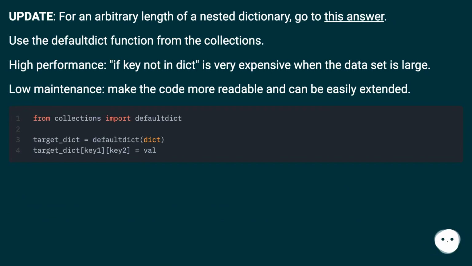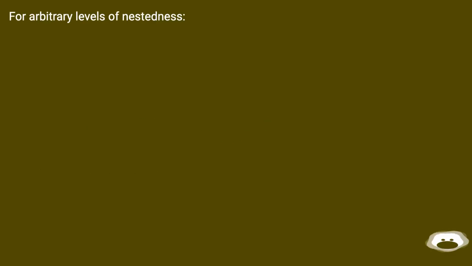Use the defaultdict function from collections. High performance: checking if key not in dict is very expensive when the dataset is large. Low maintenance: it makes the code more readable and can be easily extended. For arbitrary levels of nestedness.